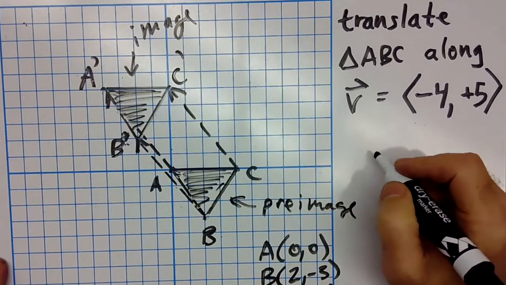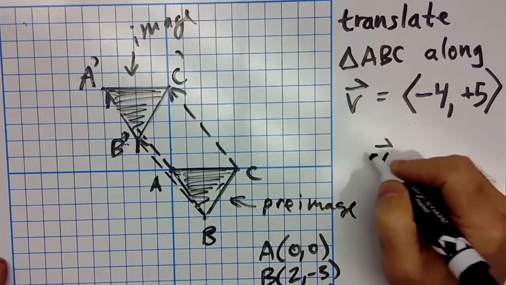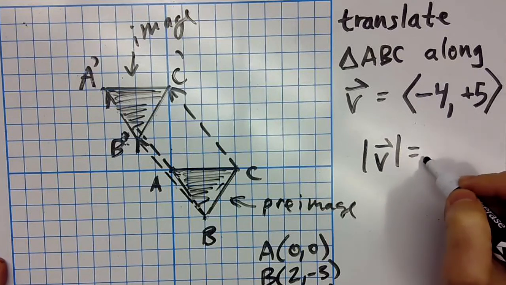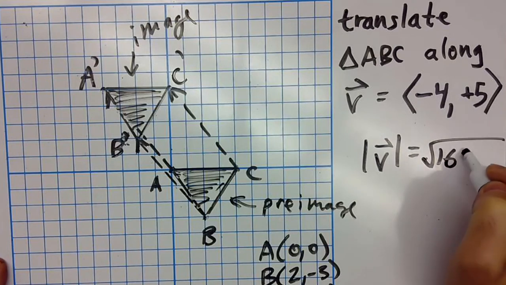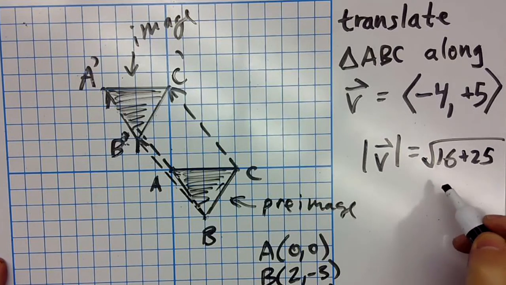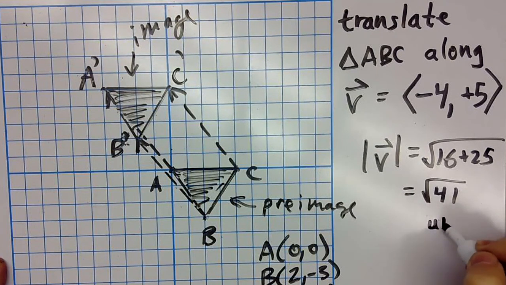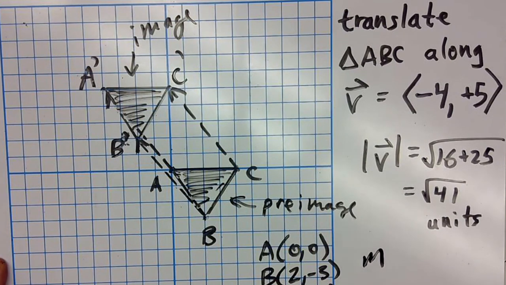Notice also I can find the magnitude, right? So the magnitude is simply 4 squared is 16, and 5 squared is 25. So if I add those together, I get the square root of 41 units as my magnitude. And I could also find my slope. My slope is just simply my delta y over delta x. So it's -5/4. Done, right?